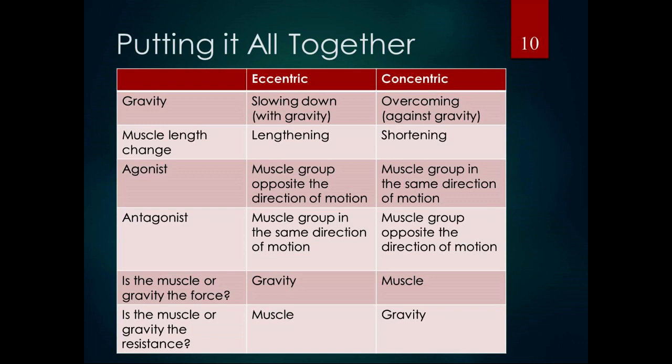With an eccentric contraction, the muscle group is going to be the group opposite the direction of motion. So when we were lowering the leg, we're doing adduction, and the muscle group is the abductors. With the concentric contraction, the muscle group is always going to be in the same direction of the motion. The antagonist with an eccentric contraction is the muscle group in the same direction as the motion. And the concentric, the muscle group in the opposite direction of the motion. So just the opposite from the agonist. With an eccentric contraction, gravity is always going to be the force, and muscle is going to be the resistance. The concentric contraction, muscle is going to be the force, and gravity is going to be the resistance.